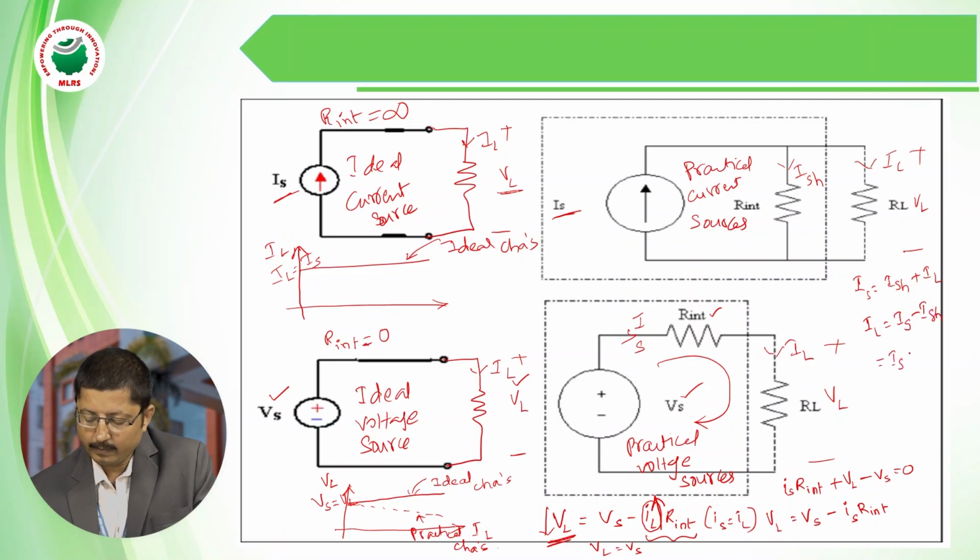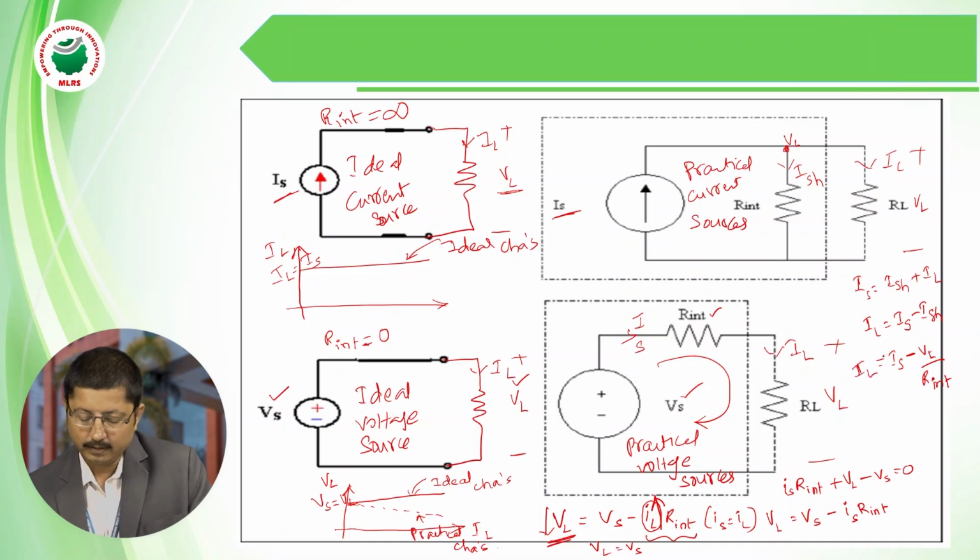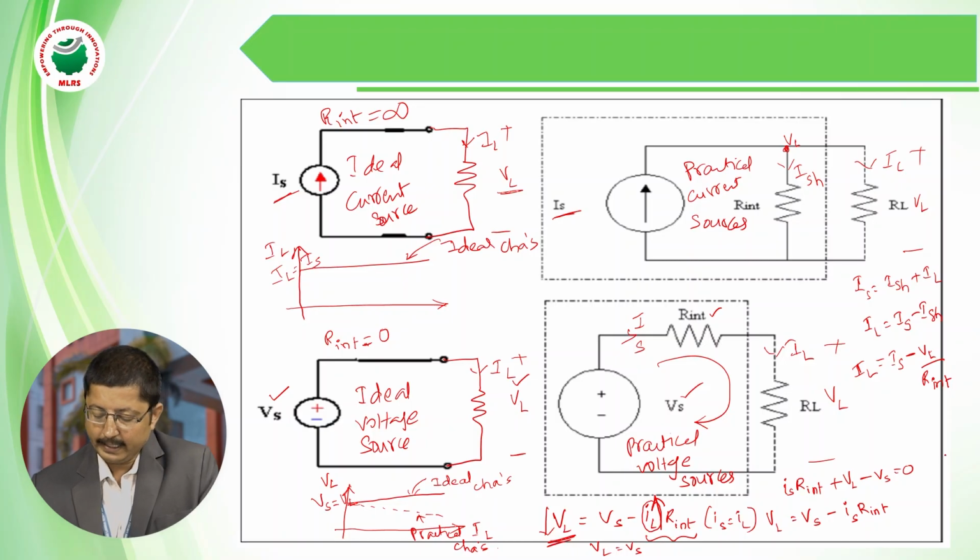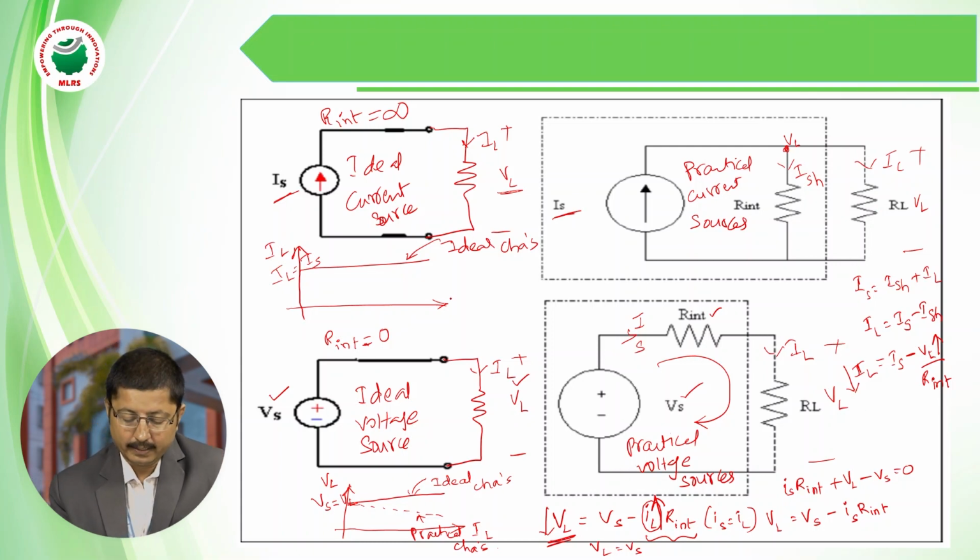The source current minus the shunt branch current, where the shunt branch current is VL divided by RS, the internal resistance, taking VL as the voltage at that node. So here the current decreases because of the shunt branch. That means if the voltage across the load increases, then the load current decreases. Between the two terminals, if the load voltage increases, the load current will decrease. So these are the practical characteristics.